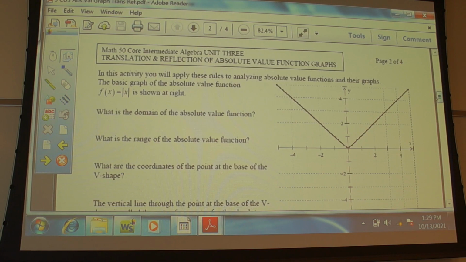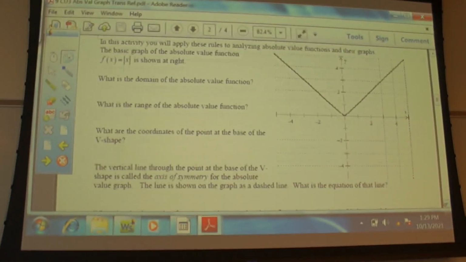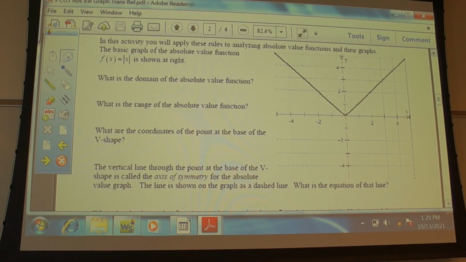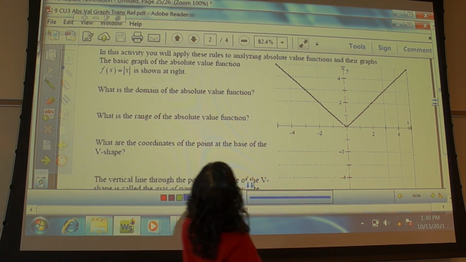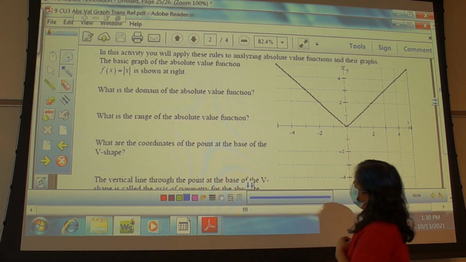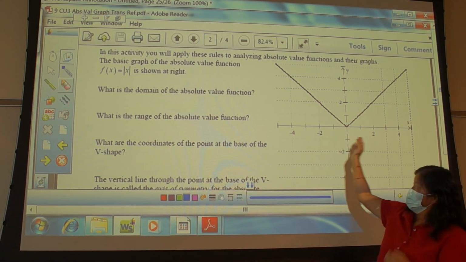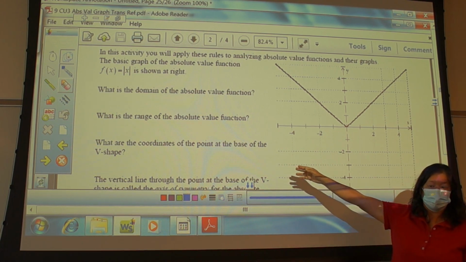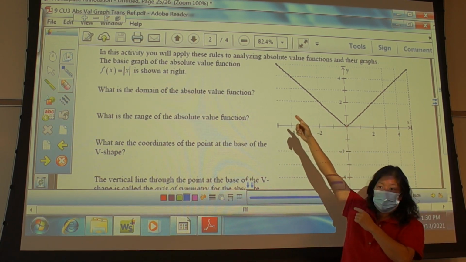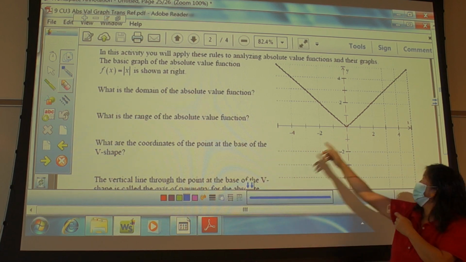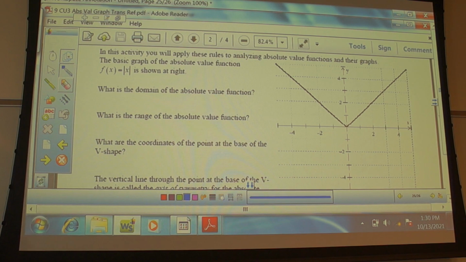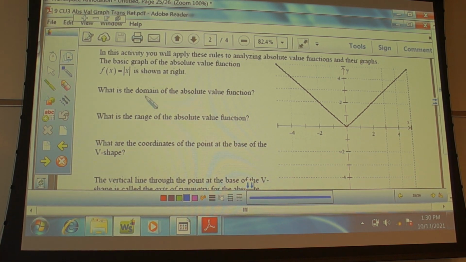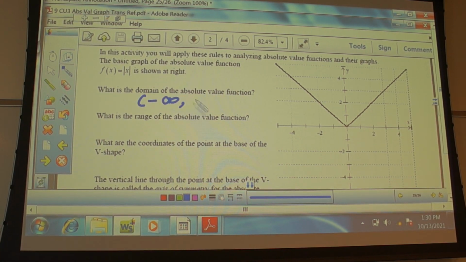Next step. So this is an absolute value function graph. It's kind of cool. It's a V, basically. What's my domain? How far to the left can it go? How far to the left does this line go? Negative infinity. How far to the right does it go? Positive infinity. So its domain is negative infinity to positive infinity.